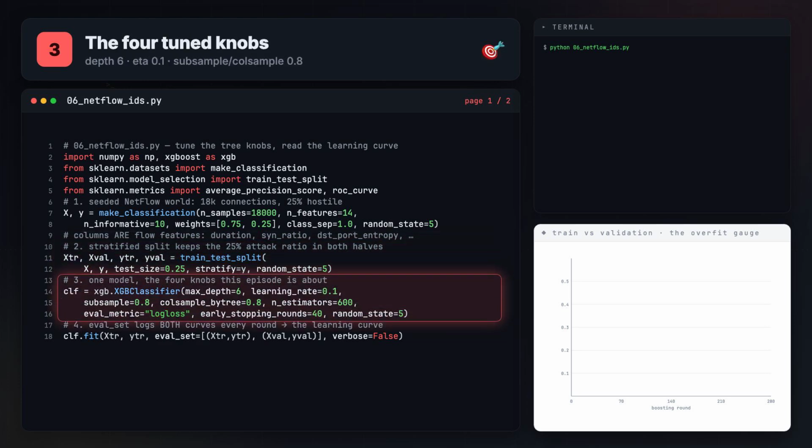The model, XGBClassifier with the 4 knobs the whole episode is about. Max depth 6, learning rate 0.1, that's ETA, subsample 0.8, colsample_bytree 0.8, plus eval metric log loss, and early stopping rounds 40. We hand fit an eval set containing both curves, X_train, y_train, X_val, y_val. That's what makes the learning curve possible. XGBoost will now log loss on train and validation at every single round.